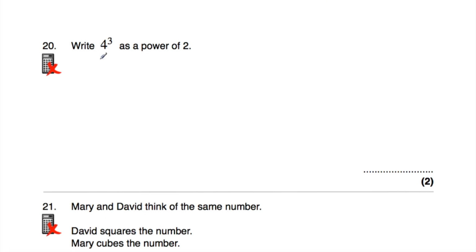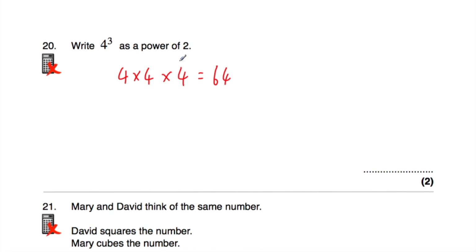Okay, let's have a look at our next question, question number 20. Question number 20 says, write 4 cubed as a power of 2. So we want to work out what 4 cubed is to begin with. And actually, we looked at that a couple of questions ago. 4 cubed is 64. 4 times 4 is equal to 16, times 4 is equal to 64. So we've got 4 cubed is equal to 64.